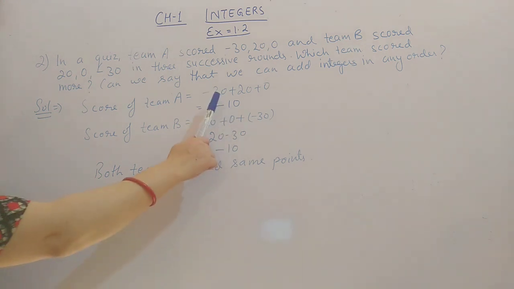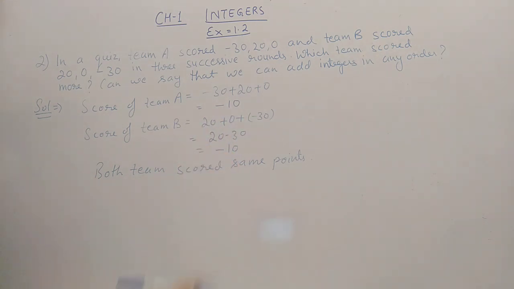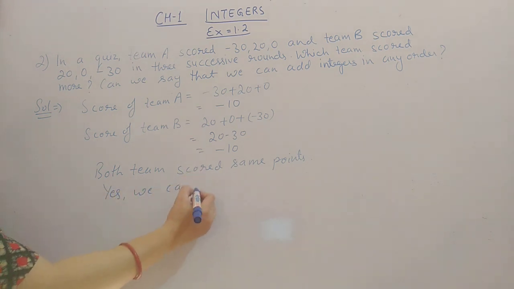Now the next question: can we say that we can add integers in any order? You can see here first minus 30, 20, 0 and in the second case 20, 0, minus 30. The integers are the same, only the order is different, but the answer comes the same. So yes, we can add integers in any order.